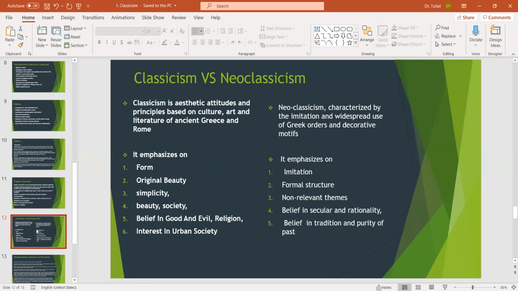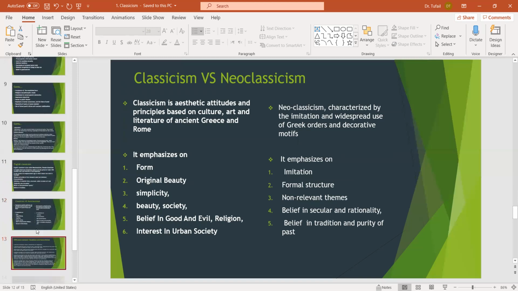But on the contrary, the neoclassicists, in which Dryden, Dr. Johnson and Pope emphasized only imitation. There were formal structures, but they were not that beautiful, and they limited their themes to non-relevant ones. They believed in secularism and nationality because they didn't believe in universality, and the purity of the past was their thing, but they were not creative in their use of the past. Everything in the past can't be good or bad. We have to choose what was good and discriminate like this.